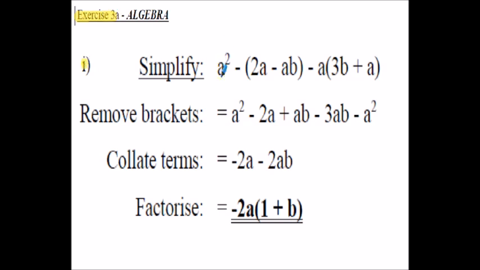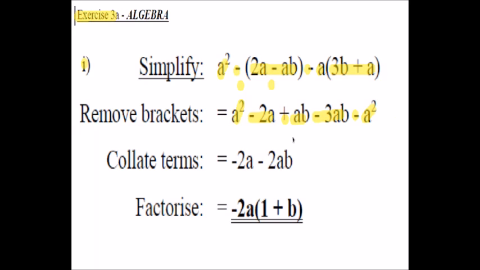We're asked to simplify a squared, take away, in brackets 2a minus ab, and then take away a multiplied by 3b plus a. So we're going to expand the brackets first of all, so we get a squared take away 2a plus ab. Notice the sign change there for the minus times the minus. And then we get minus 3ab and then minus a squared. Just be careful of the sign changes we've got there. When you have a negative outside the bracket, it changes the sign of everything inside the bracket.